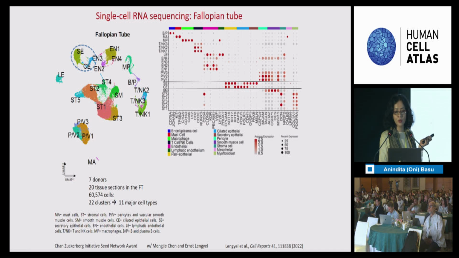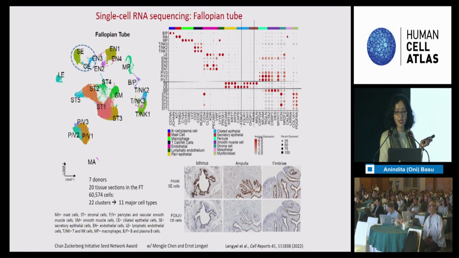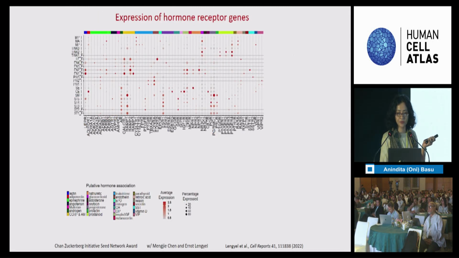So as I said, we are interested in the ciliated and secretory epithelial cells. Here are some marker genes for those two cell types, and we go and look at different regions of the fallopian tube and see if they are indeed expressed. One thing that was very interesting to us was finding expression of many hormone receptor genes.